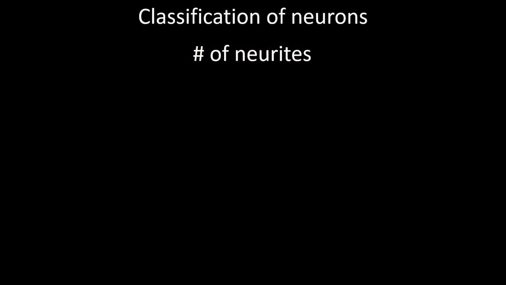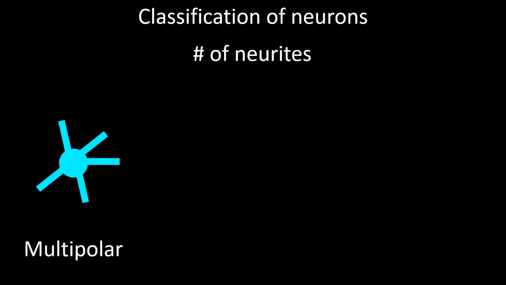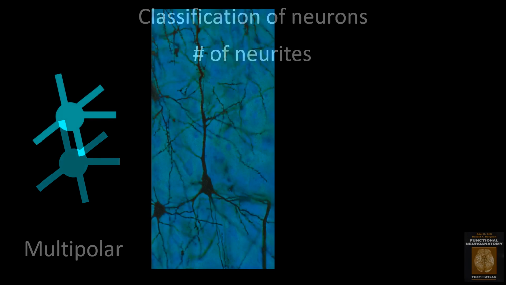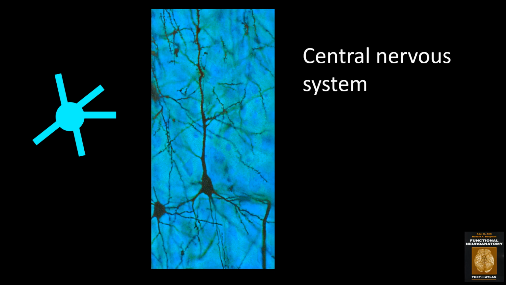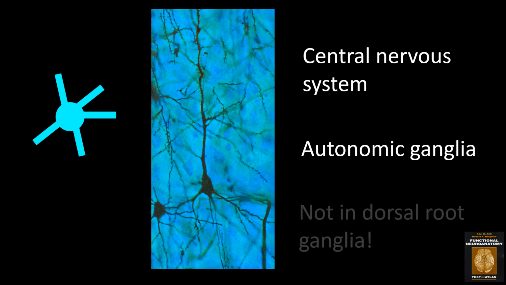Neurons can also be classified according to the number of neurites. By neurites I mean axons and dendrites. They are classified as multipolar when they have many dendrites and one axon. Multipolar neurons are found in the central nervous system and autonomic ganglia, but not in dorsal ganglia.